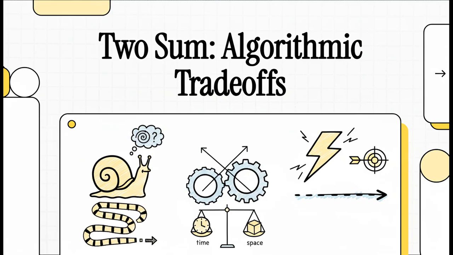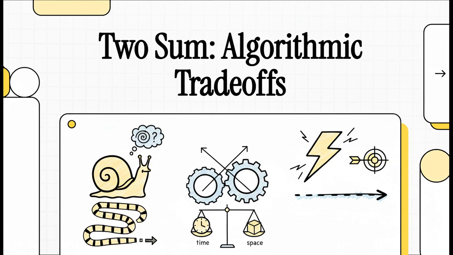All right, what if I told you that you could take a super slow, plodding search and turn it into a lightning-fast scan, just by thinking a little differently about memory? Well, today we're going to dive into one of the most classic problems in all of programming, two-sum. Seriously, this thing is a perfect masterclass in understanding the fundamental trade-off between time and space.